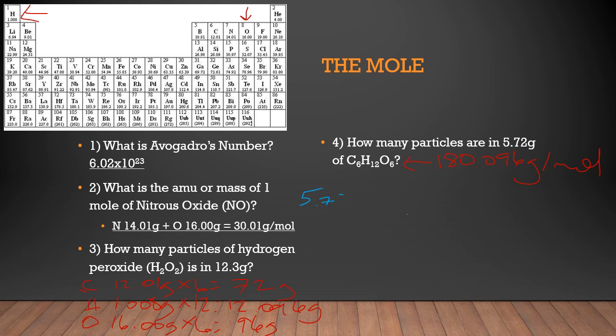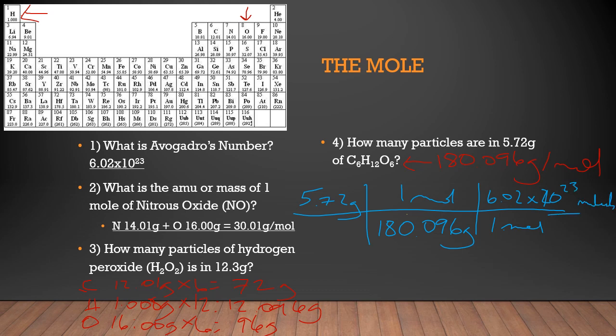So 5.72 grams. And we know that 180.096 grams goes into 1 mole. And for 1 mole, we have 6.02 times 10 to the 23rd molecules. So 5.72 times 6.02 times 10 to the 23rd divided by 180.096. That is going to equal 1.912 times 10 to the 22nd molecules. And that's it.